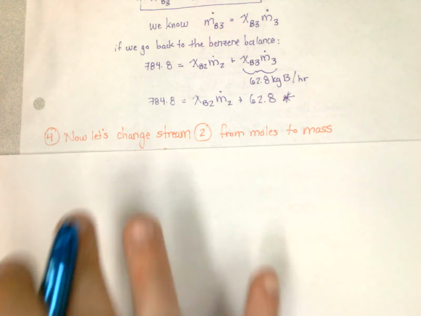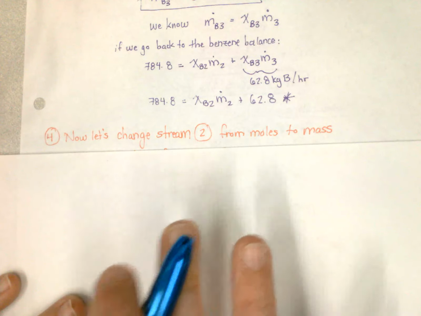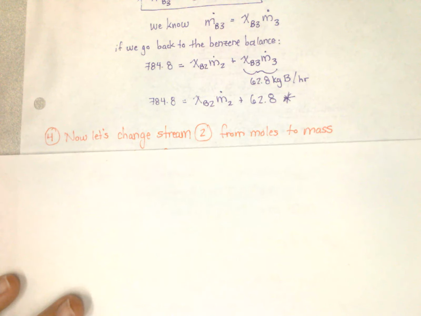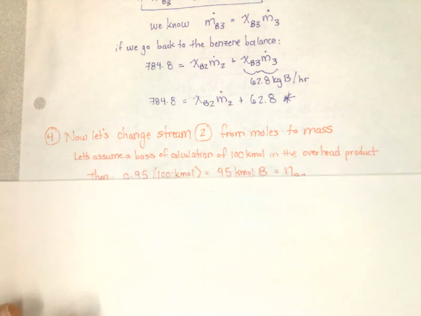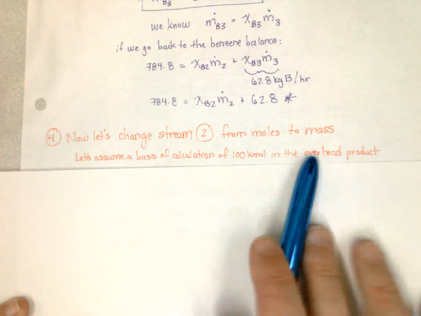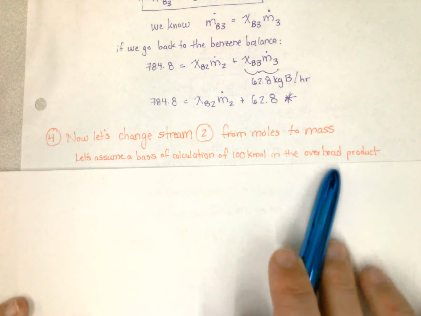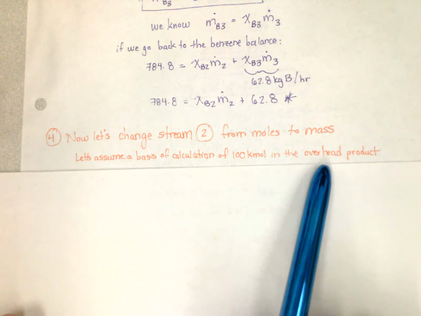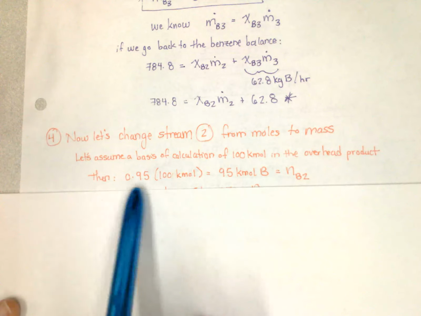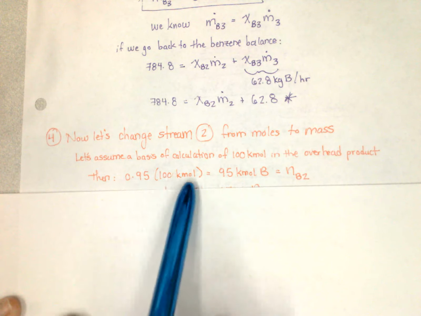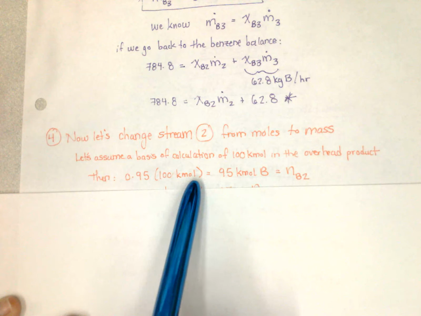We've been thinking about basis of calculation as only the input, but that's not the only place that you can assume a basis of calculation. You can assume a basis of calculation of 100 moles in the overhead product in stream 2. Now, what does this allow us to do? Well, this allows us to say, well, 95% of that 100 moles we just assumed is benzene.